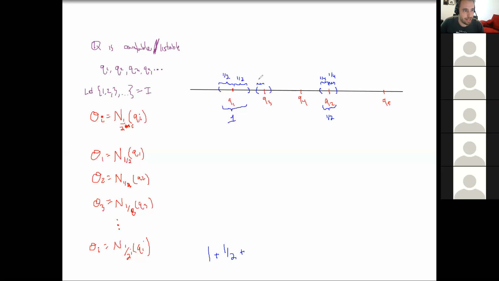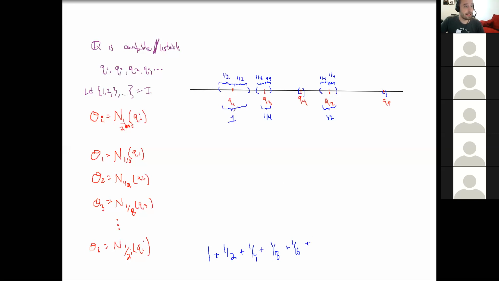So each radius here will be 1/8. That'll be 1/8. That'll be 1/8. And so the entire width will equal 1/4. And so the total length of all of the intervals we've done so far is 1 plus 1/2 plus 1/4 plus, you can imagine, Q4 will surround Q4 with an interval of size 1/8. Q5 will surround it with an interval of size 1/16, and so on, and so on, and so on.